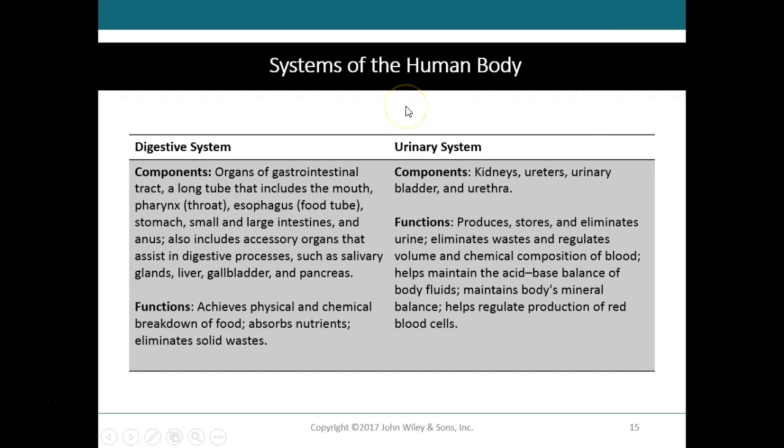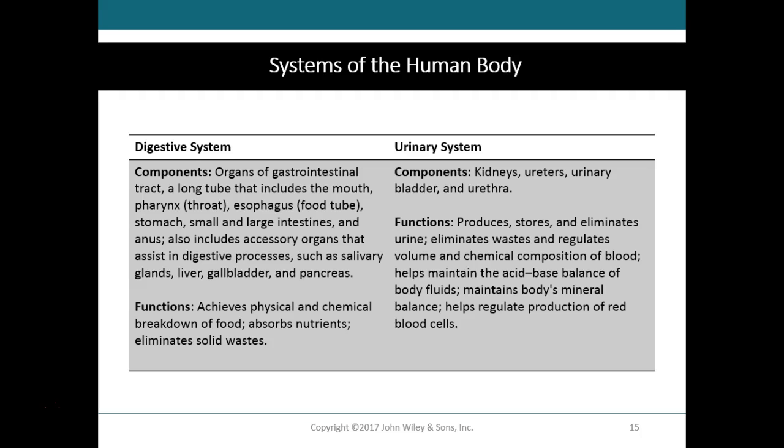All right, digestive system. This one most people are pretty familiar with. So the organs of the gastrointestinal tract: we've got the mouth, the pharynx, the esophagus, which is the tube that food goes through, the stomach, the small and large intestines, the rectum, the anus, and the accessory organs such as the salivary glands, the liver, the gallbladder, and the pancreas. The salivary glands secrete saliva that helps to lubricate and has some chemicals in it that help us to begin digestion.